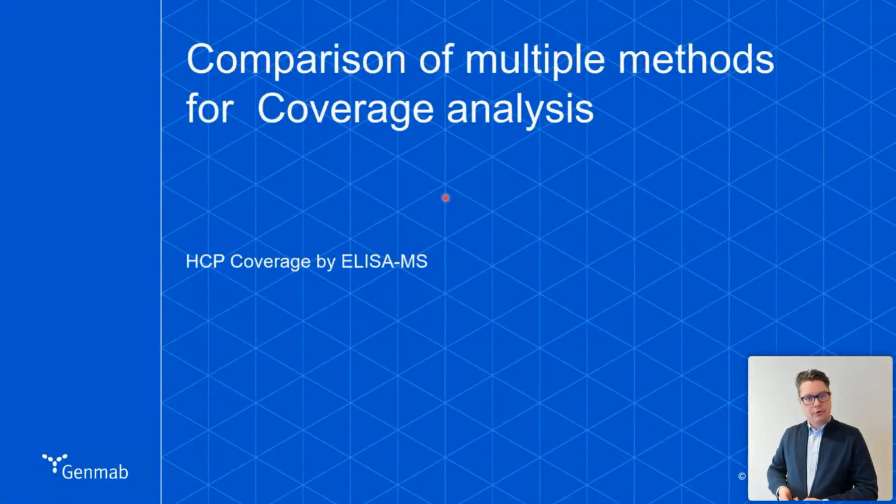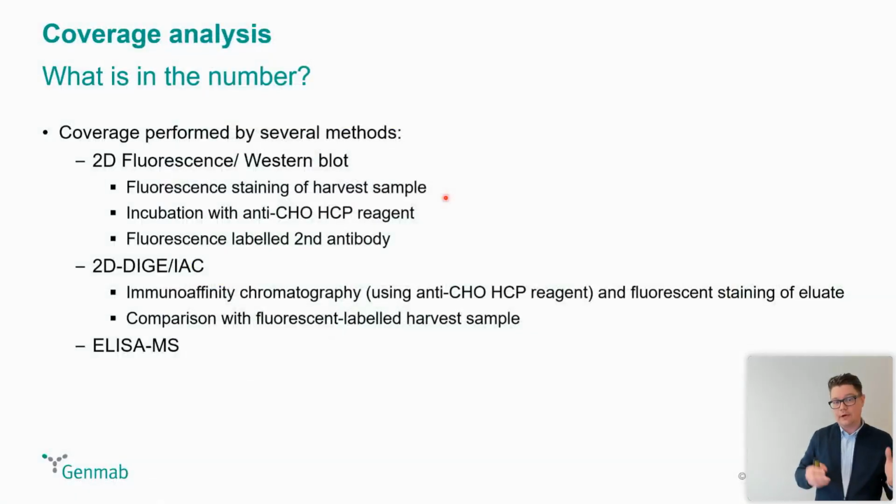And sort of the last approach that we did, we compared different methods for this coverage analysis. There was this very, very classic way to do this, what we call a 2D gel. In this case, a 2D fluorescent Western blot, where you fluorescently stain your harvest sample, you run that in a gel, and then you incubate with an anti-CHO HCP reagent, and then you detect that with a fluorescently labeled secondary antibody.